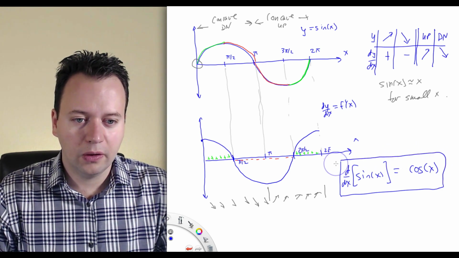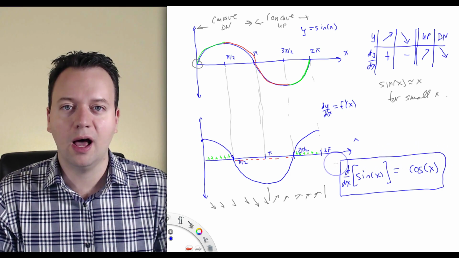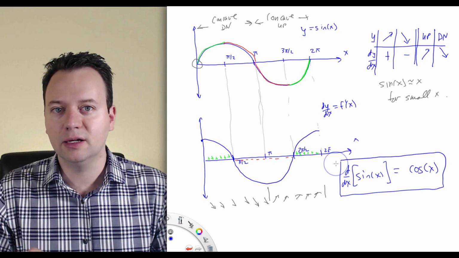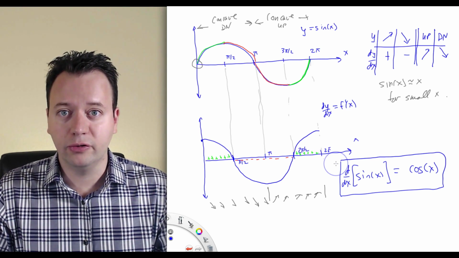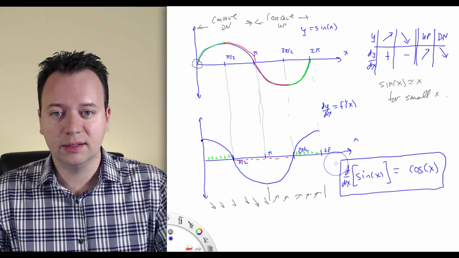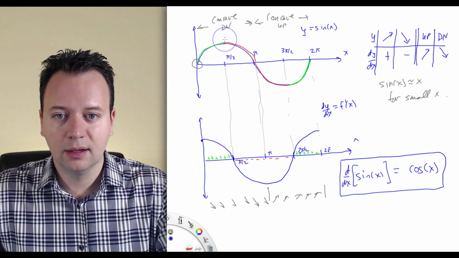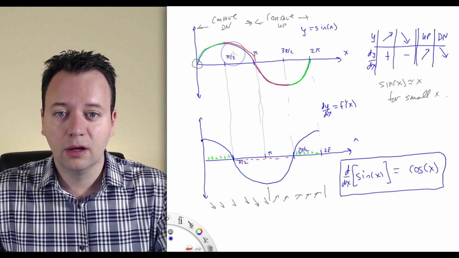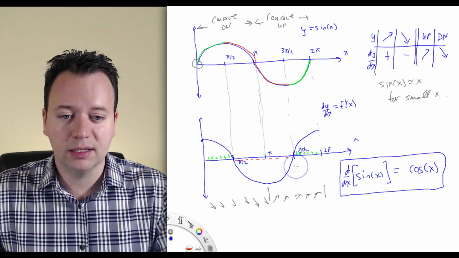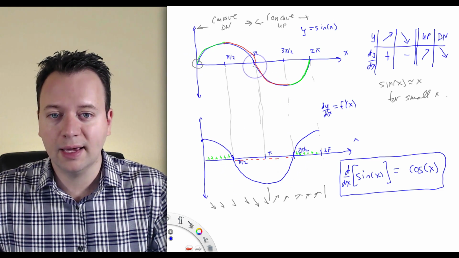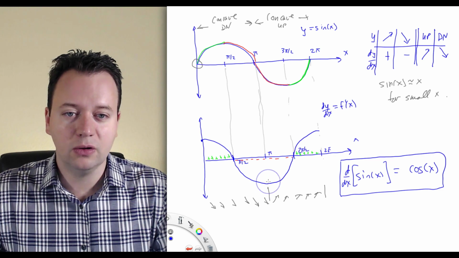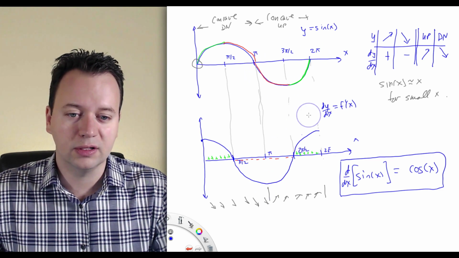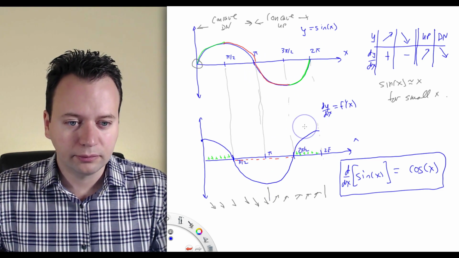And so we basically just saw why that makes perfect sense in terms of the shape of their two graphs. When sine is increasing, cosine is positive. When sine is decreasing, cosine is negative. When sine is concave down, cosine is decreasing, and when sine is concave up, cosine is increasing, and so forth.